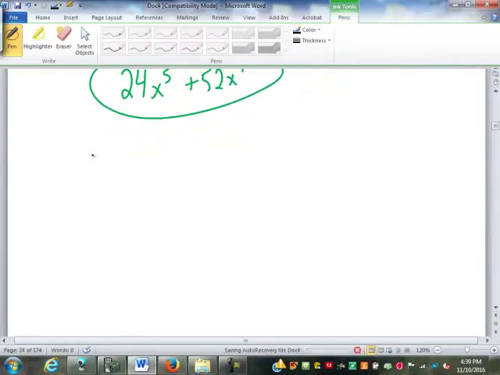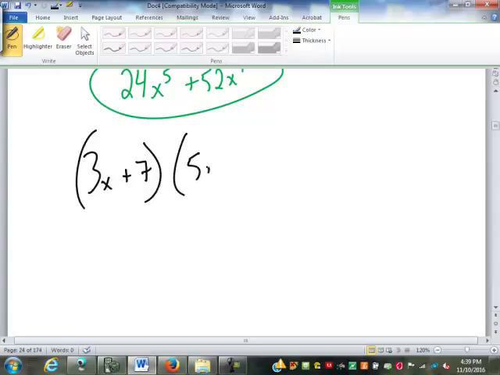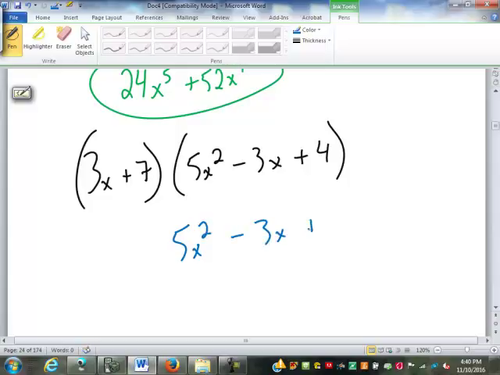You might run into something like that. I would set it up like this. Now I'd multiply.